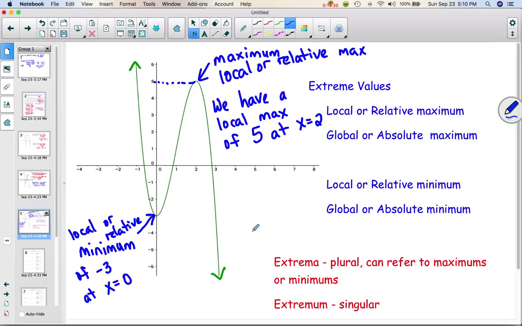And sometimes people will just say we have a local max and they'll list it as an ordered pair, (2, 5), and that's okay, but you wouldn't just say we have a local max of 2. It's at 2, but that's not what the maximum value is. So you want to be careful. Remember, when listing increasing or decreasing intervals, you are always listing the domain values. Listing where you have a max or a min. If you're asked the maximum value of the function, you're talking about the y value.